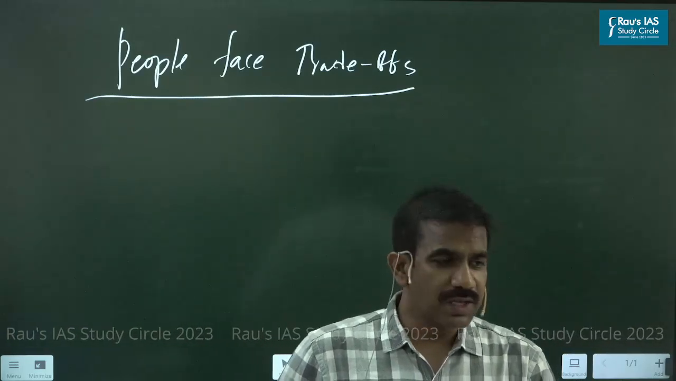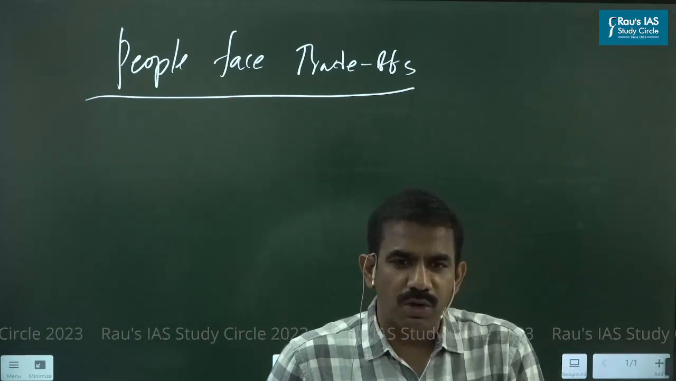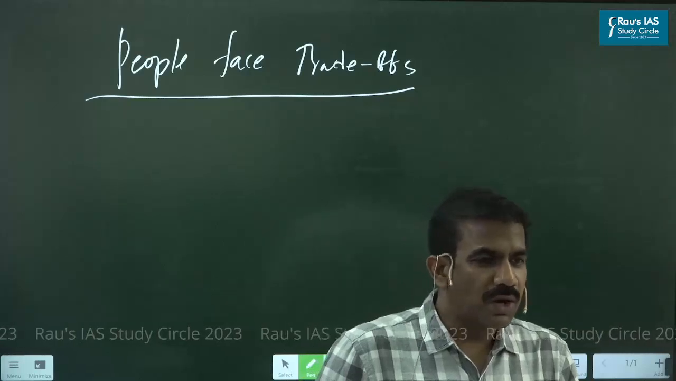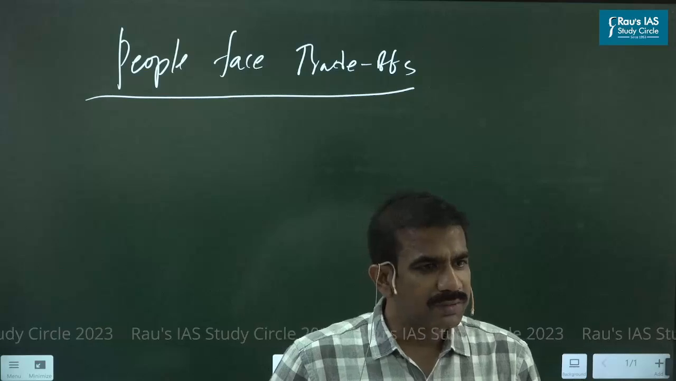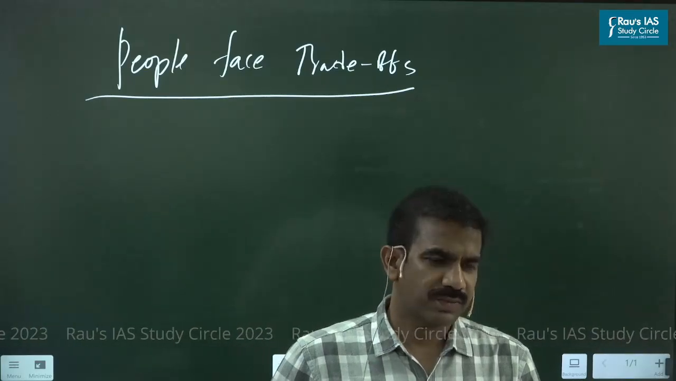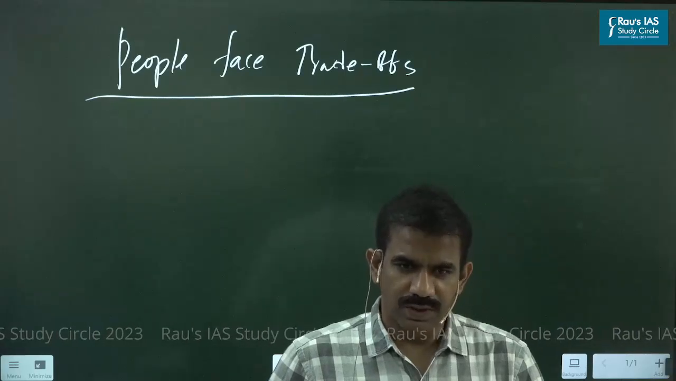Same thing with the finance minister: the money she allocates for agriculture is the same money she cannot allocate for defense. And the money she allocates for defense is the same money she cannot allocate for infrastructure. Am I right? So that's what I mean. People face trade-offs.